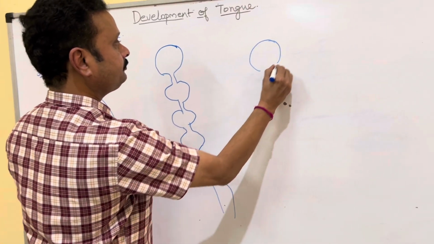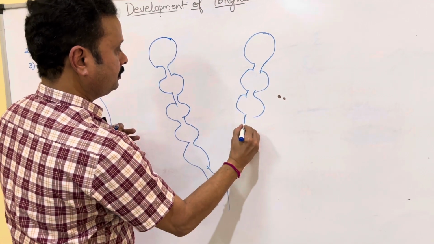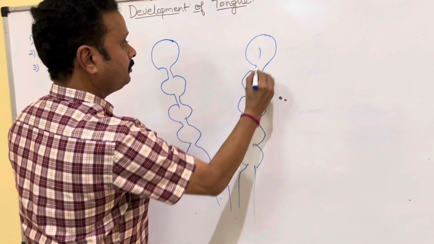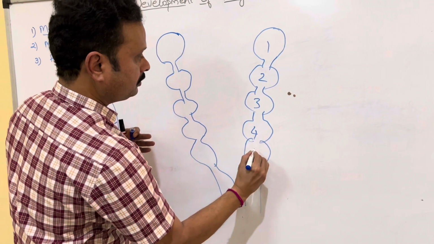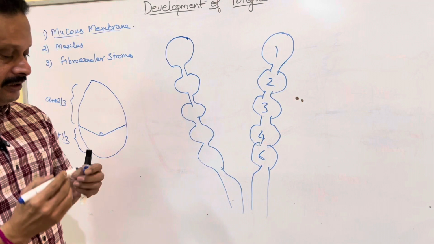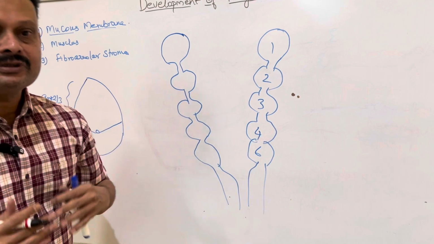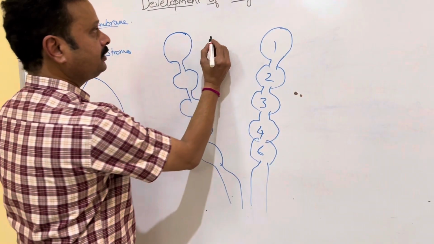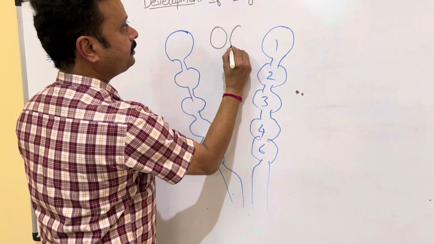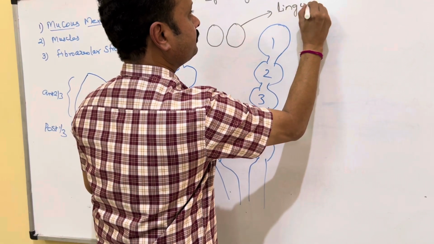Similarly on this side: 1, 2, 3, 4, 6. Before the actual fusion of these arches on either side, a few fusiform swellings develop initially, which are paired. These are the paired lingual swellings.